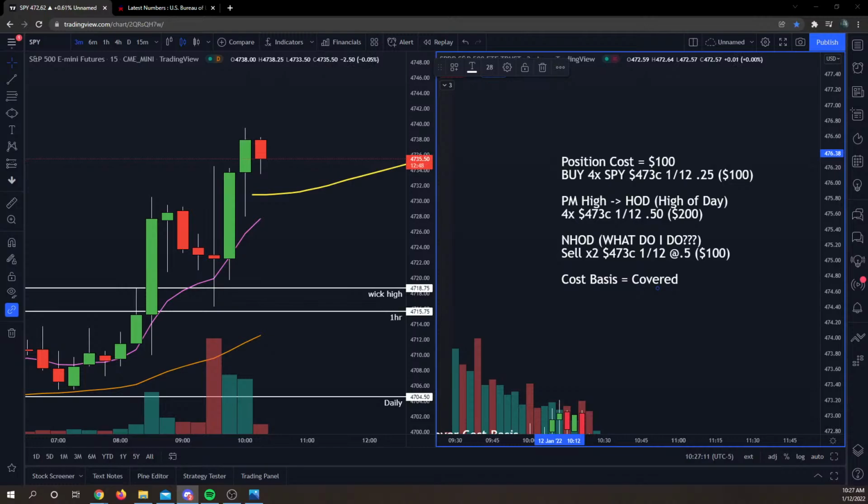Now we're at a new high of day, and it's like, what do I do at this level? Okay, if you're doubting yourself that heavily, just get out. You're already 100% up. But if you really want to utilize covering cost basis, sell half of your contracts, just sell 2, at 0.5. Now you've covered your position entry, so you've mitigated that emotional risk of putting money in and not feeling like you're going to get it back out.